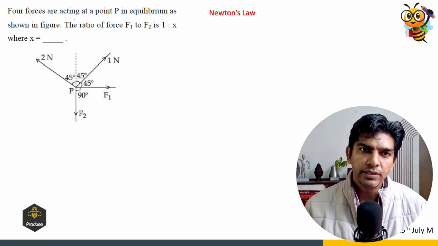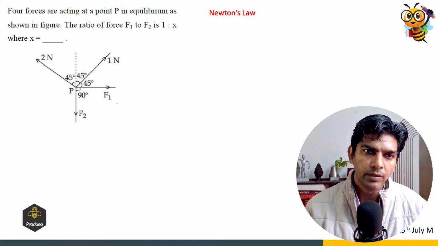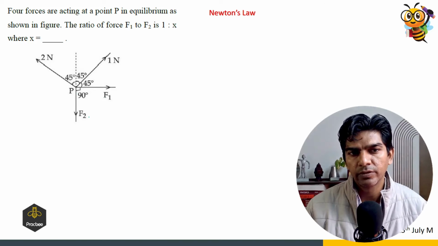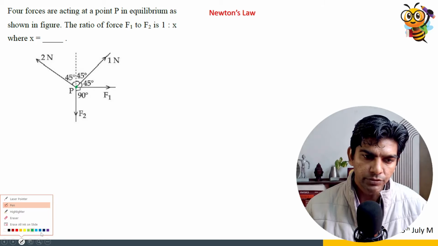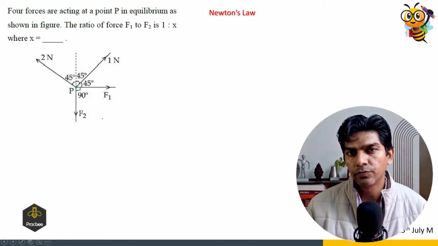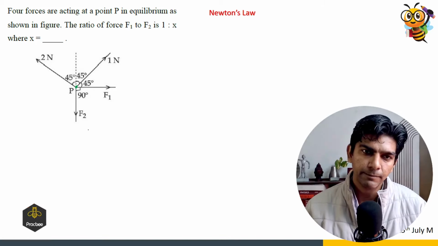4 forces are acting at a point P in equilibrium as shown in the figure. The ratio of the force F1 to F2. So we have to find the ratio of F1 and F2, and it is in equilibrium. So this point P is in equilibrium. So the net force must be 0. So what we're going to do, we'll resolve forces in horizontal and vertical direction.